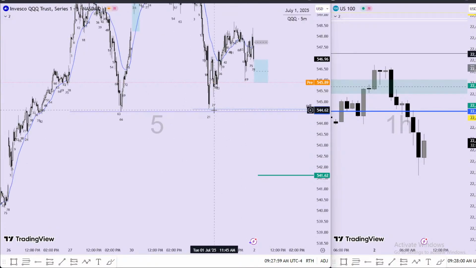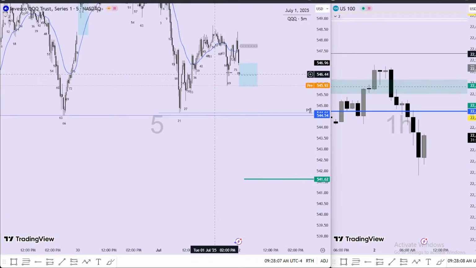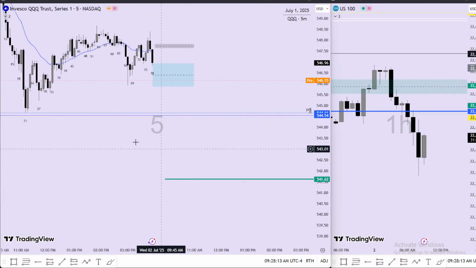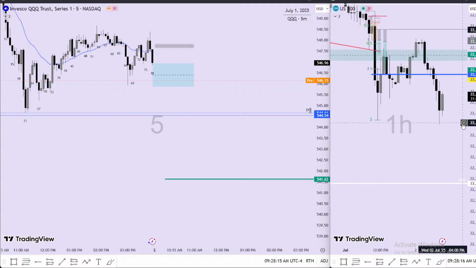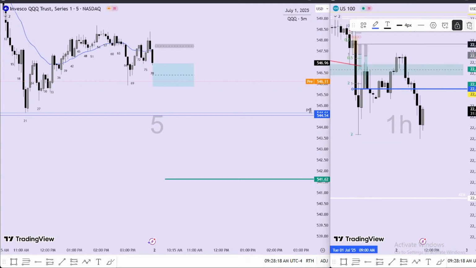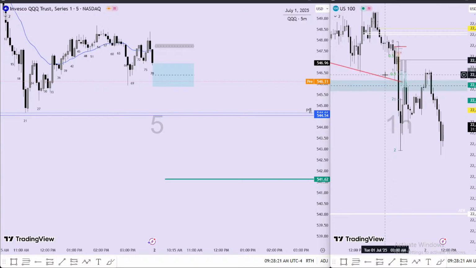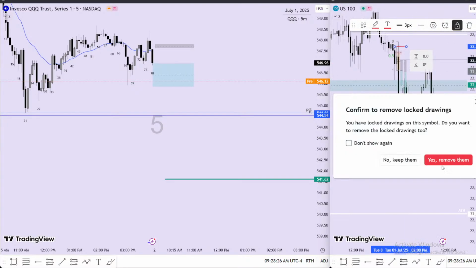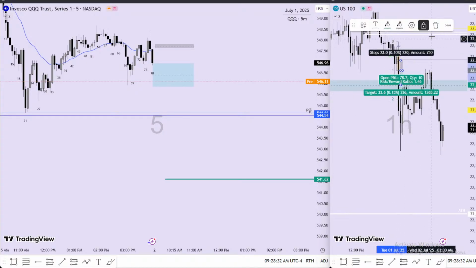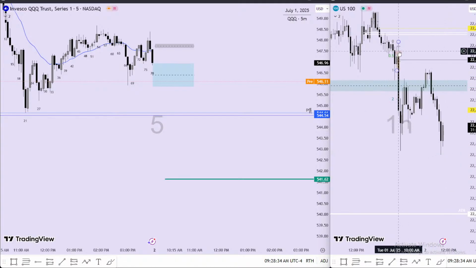First, we have the previous day lows and the Friday low. So these two levels are important. This can be like a scalp and a probable swing trade to 541. And on the electronic trading hours, let me just delete all of this. One and a half minutes left till the market is going to open.